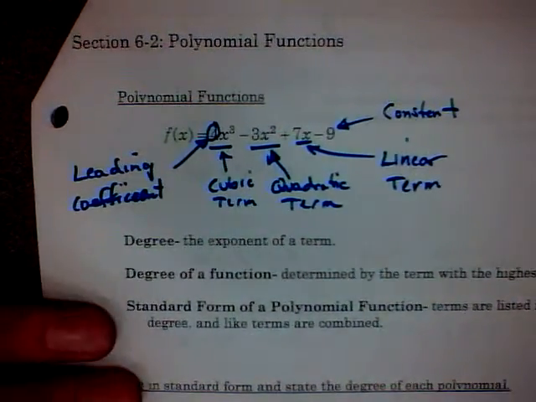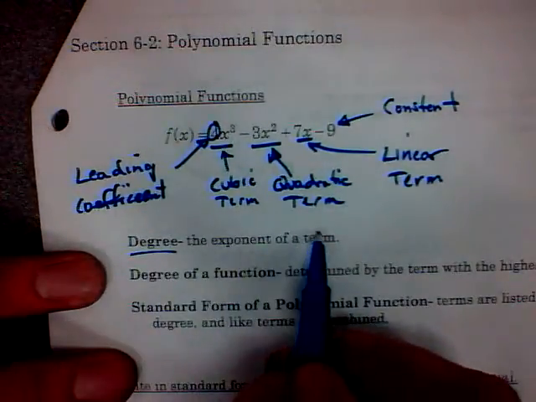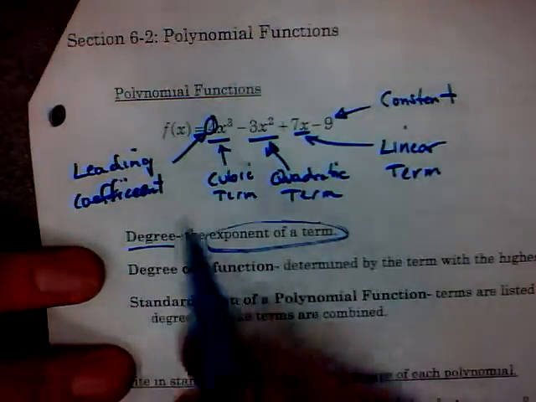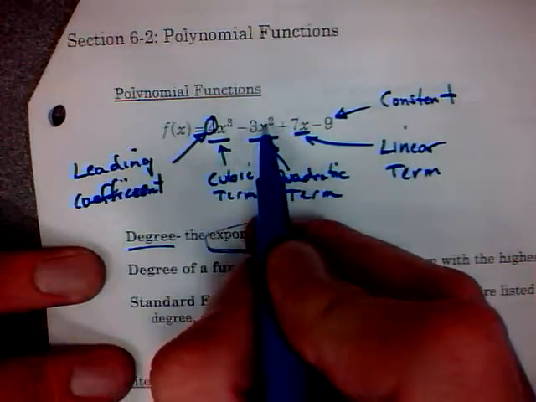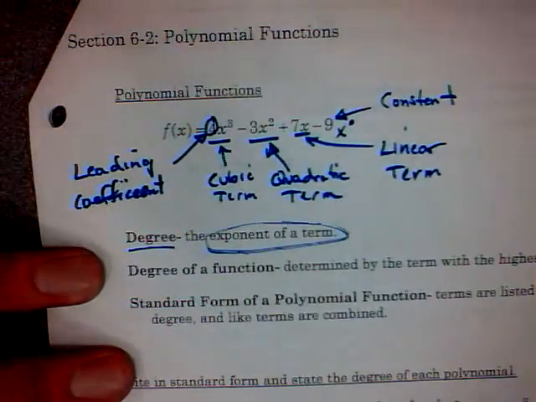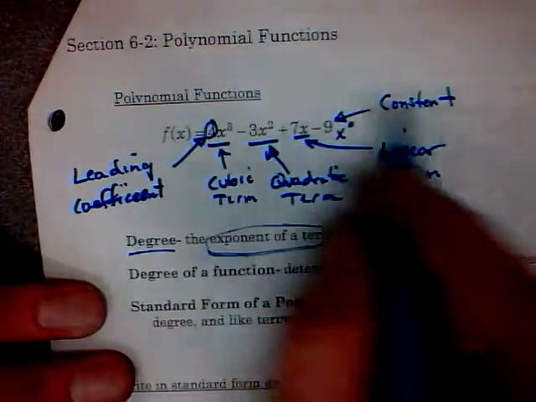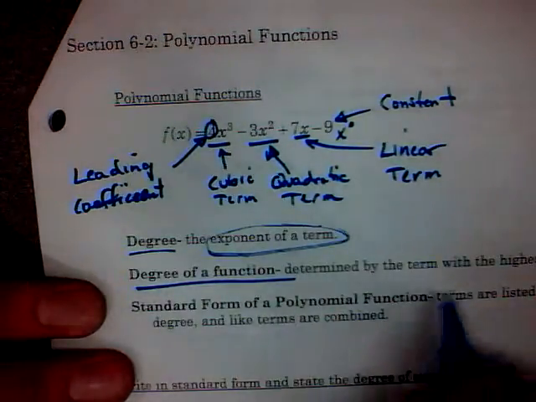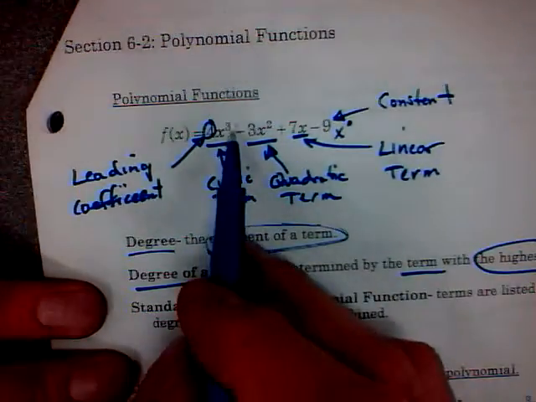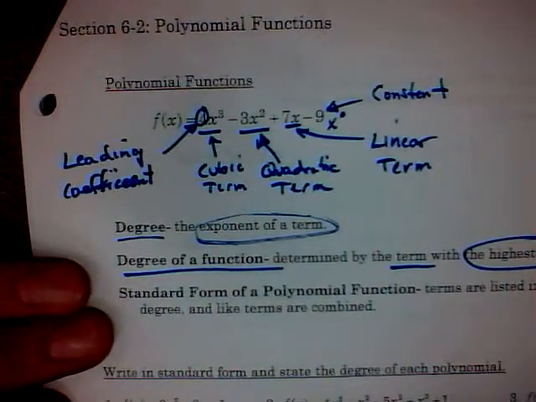So then here for polynomials, first thing is the degree. The degree always matches the exponent of the term. So each of these terms has its own degree. This would be a third degree, second degree, first degree. And then technically this is x to the 0. So that would be the 0 degree. The degree of the entire polynomial function is determined by the term with the highest degree. So the highest degree on this one is 3, so that's a third degree polynomial.